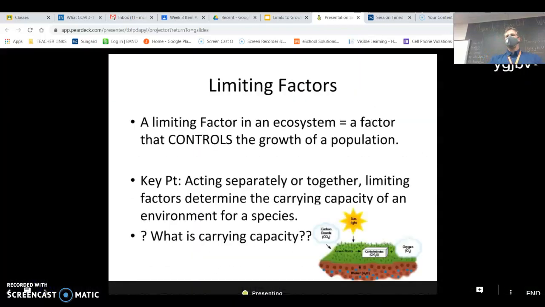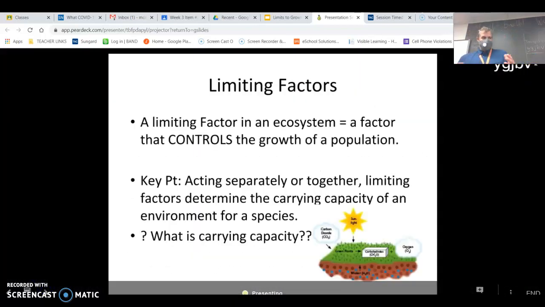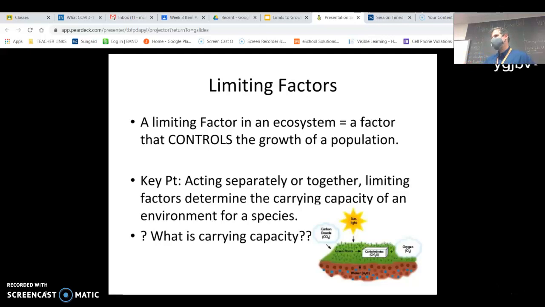So let's go ahead and go to what limiting factors are. So in any system, in any ecosystem, we're going to have these different things in the system that allow organisms to either be successful or to not be successful. And these are going to be called our limiting factors. They essentially put stressors or pressures onto populations.